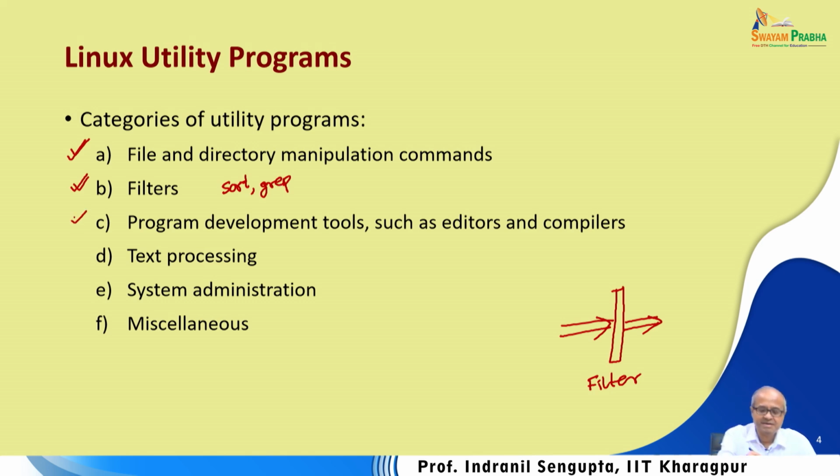In the third category, we have the utilities which help you in development of programs like editors, compilers, debuggers, and so on. And when you are creating some text, like you are preparing some text, you are formatting it, you are converting into some PDF or some other format. So, you have a set of text processing utilities, using which you can create a document.